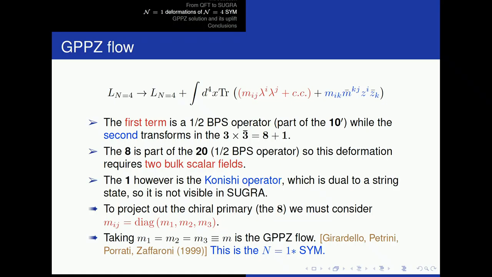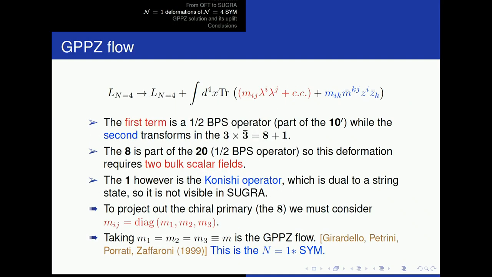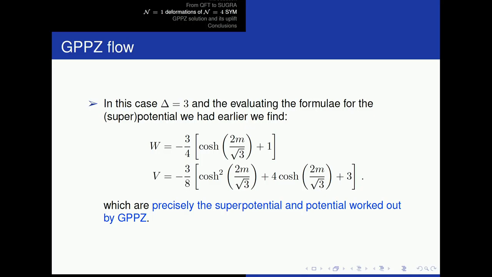Okay, to summarize, if we're interested in the N=1* theory, which is the theory with three equal masses, then the only thing we need to do is turn on this operator where M is diagonal. Now we have a case with a single scalar, and we know this is consistent on its own from the quantum field theory answer. So I can use what I did earlier, because everything I said earlier applies exactly to this case. Plug in delta equals 3, d equals 4 into the formulas I had earlier, and this is the formula for the superpotential, and this is the formula for the potential.